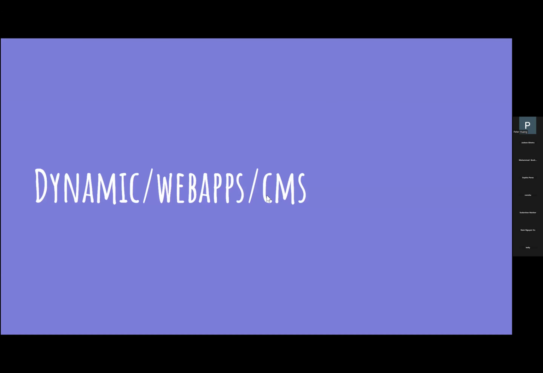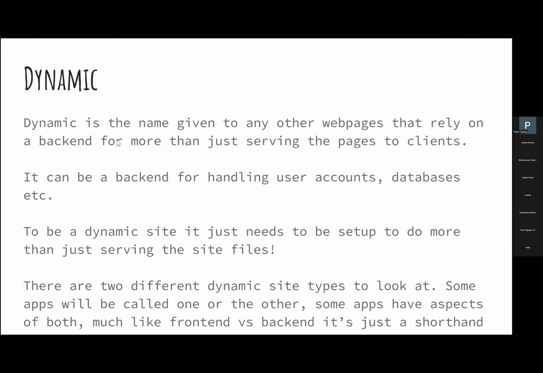Looking at dynamic web apps and CMS sites, these are more than just serving a web page that relies on the front end. They also have a backend that has some usability and purpose. A backend could be handling user accounts, databases, etc. For it to be a dynamic site, it just needs to be set up to do more than just serving the site files. Rather, it should serve some purpose. If you search for something, it returns a result. If you search for another component, it returns a different result.